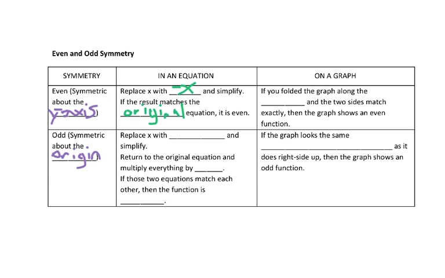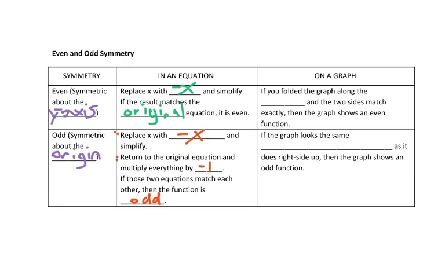If we're talking about odd, you have to replace x with negative x first, and then you return to the original equation and multiply everything by negative 1. And if these two equations match, then the function is odd.